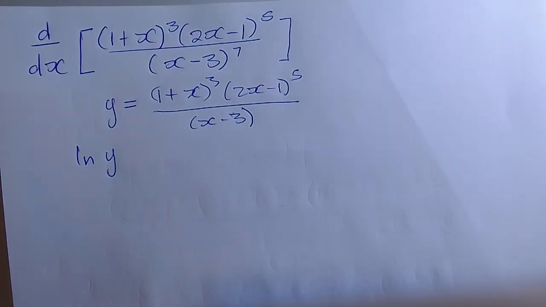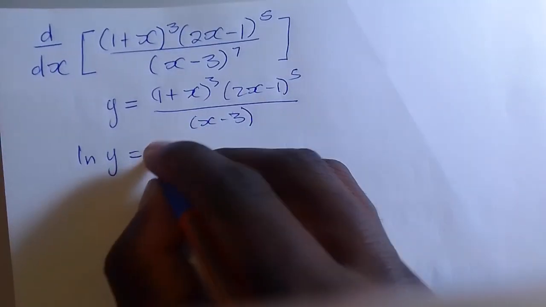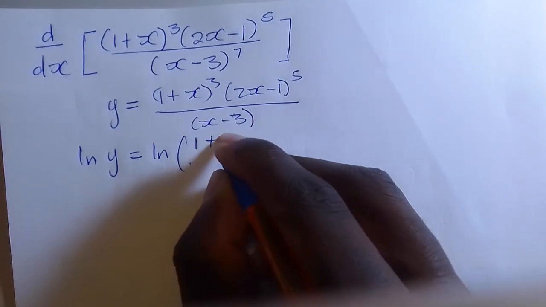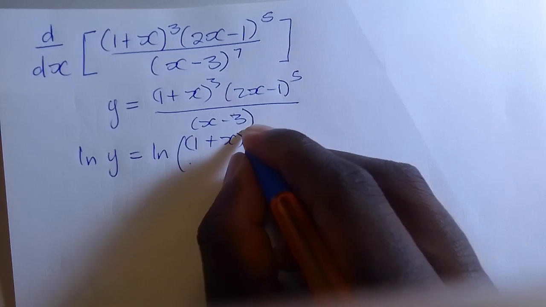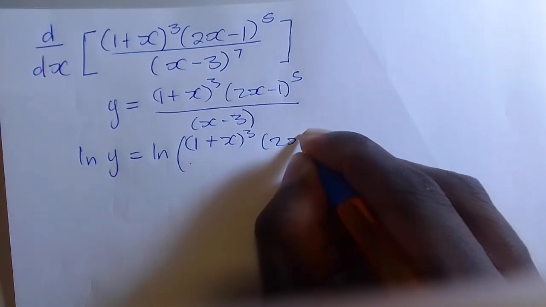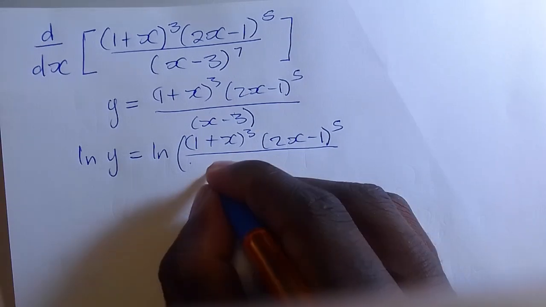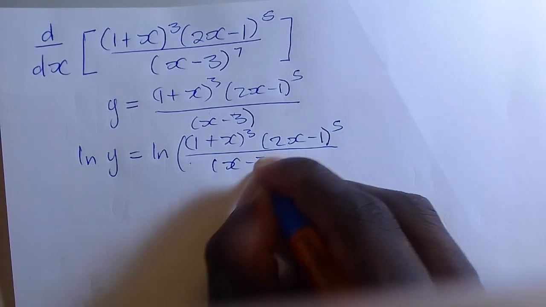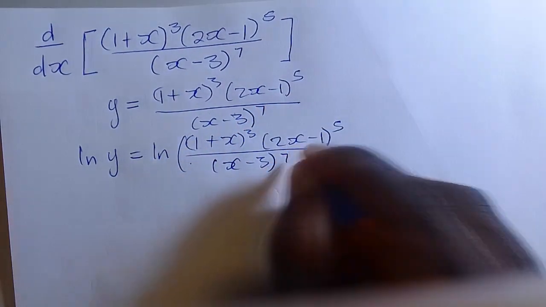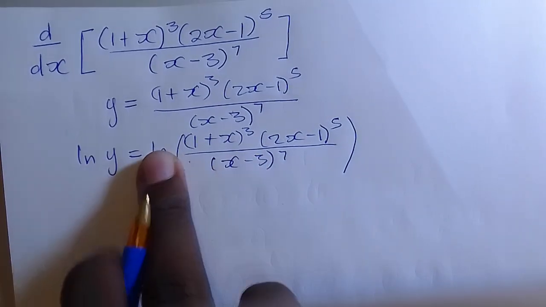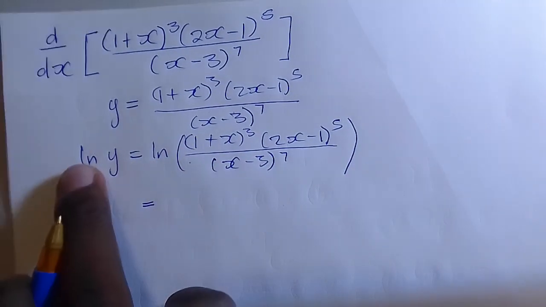I'll take the ln of the right hand side, and then I'll also take the ln of the left hand side, which would be (1 plus x) to the 3rd power (2x minus 1) to the 5th power, all divided by (x minus 3) to the 7th power. Now let's focus on this side. We'll get back to this guy.